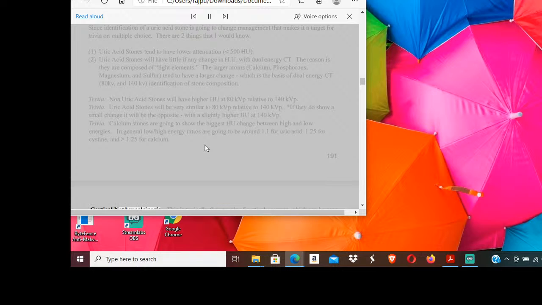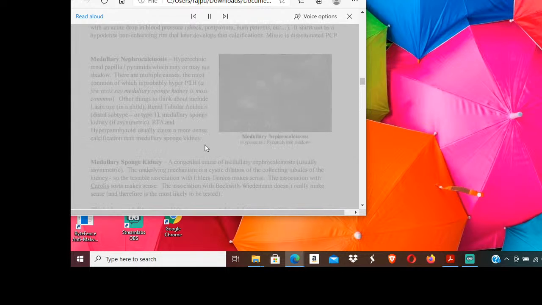191. Cortical nephrocalcinosis. This is typically the sequela of cortical necrosis, which can be seen with an acute drop in blood pressure, shock, postpartum, burn patients, etc. It starts out as a hypodense non-enhancing rim that later develops thin calcifications. Mimic is disseminated TB.